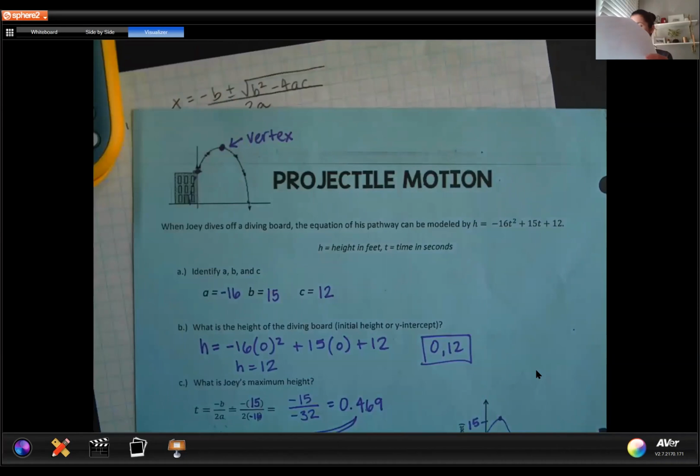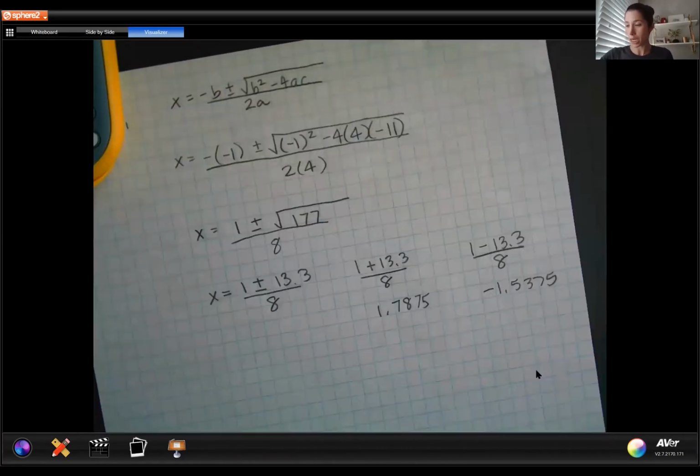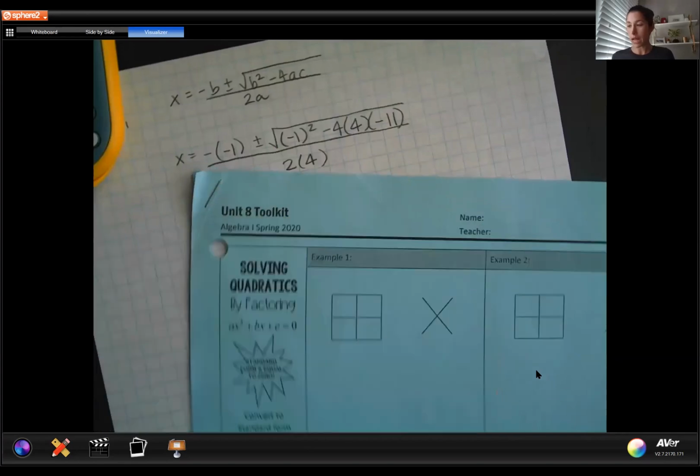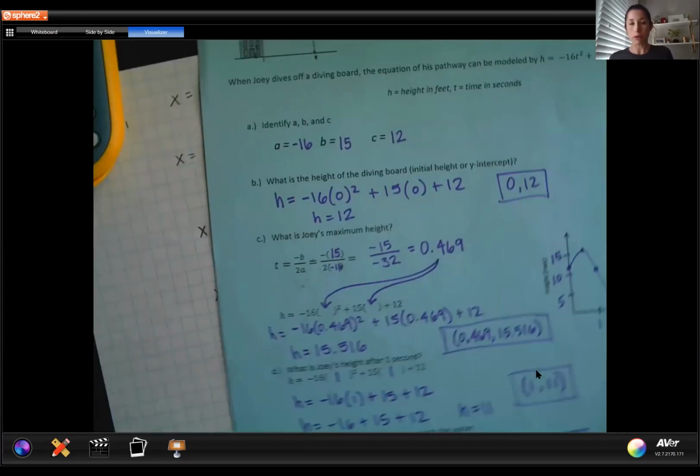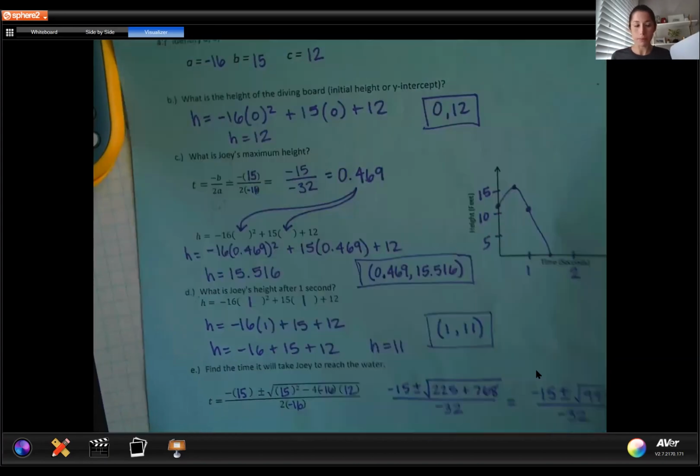Ooh, I did not get my last page printed out. I'm going to do this on regular binder paper. These are the projectile motion questions. If you haven't done the last page, remember this is our toolkit, our Unit 8 toolkit. If you haven't done the last page of this toolkit, that would be really helpful. I made a video that goes over explaining how to set these problems up.